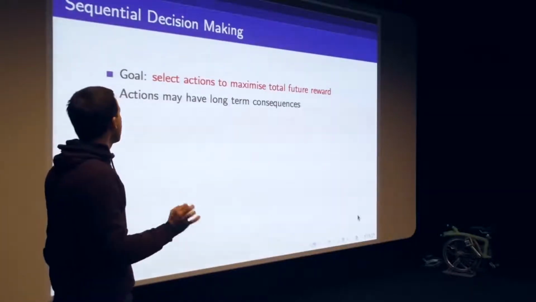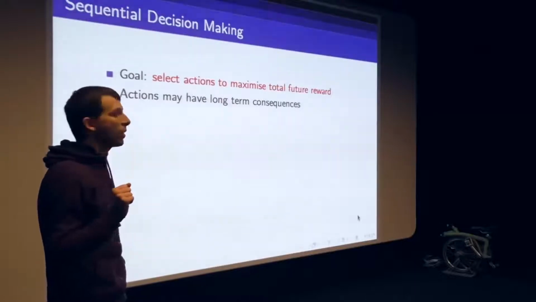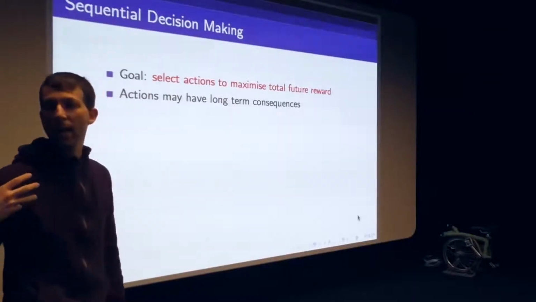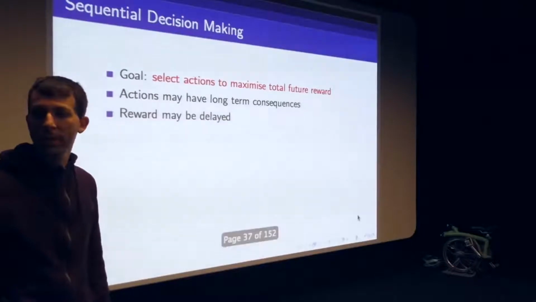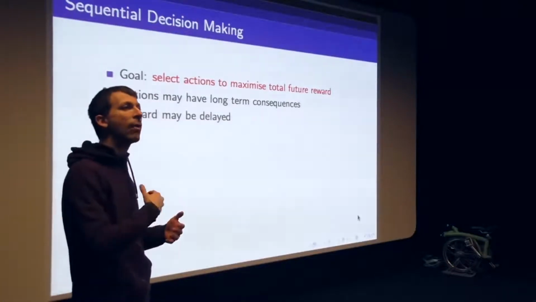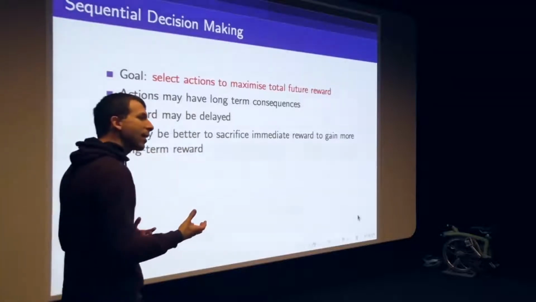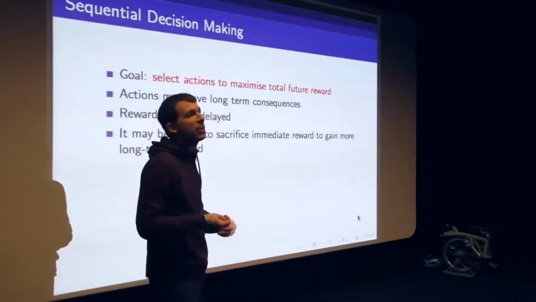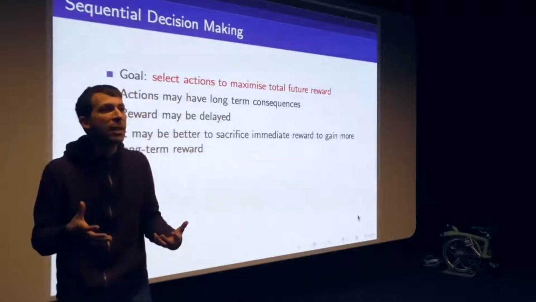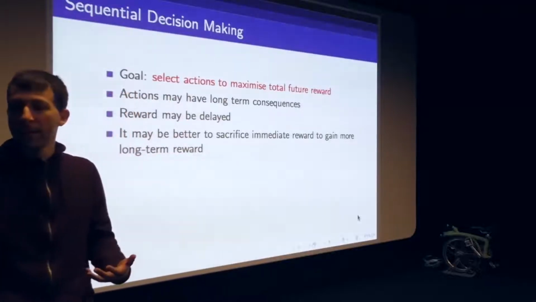In particular, we need to note that what that means is that we have to plan ahead, we have to think ahead, because actions may have long-term consequences, and the reward that we get might not come now, it might come at some future step, and sometimes that might even mean that you have to give up some good reward now so as to get more reward later. So you can't be greedy when you do reinforcement learning, you have to think ahead.